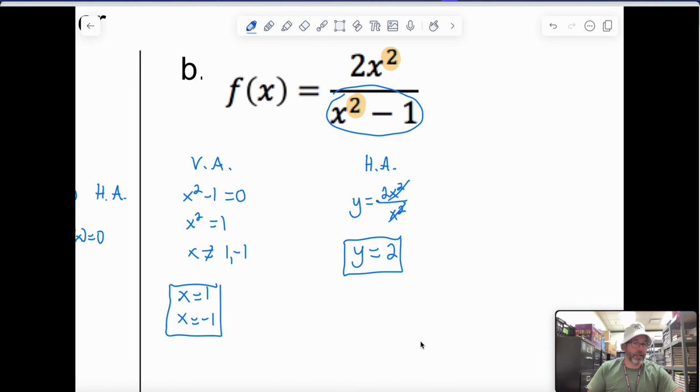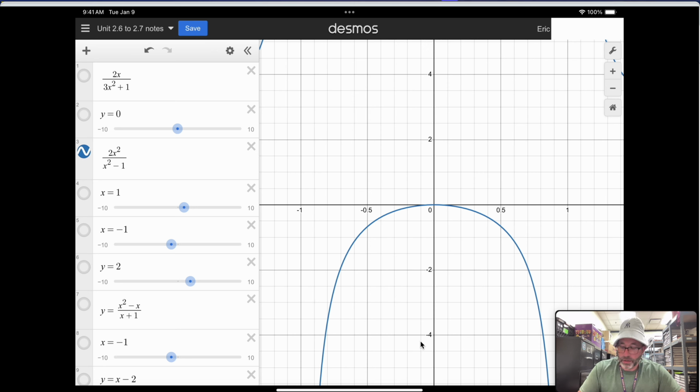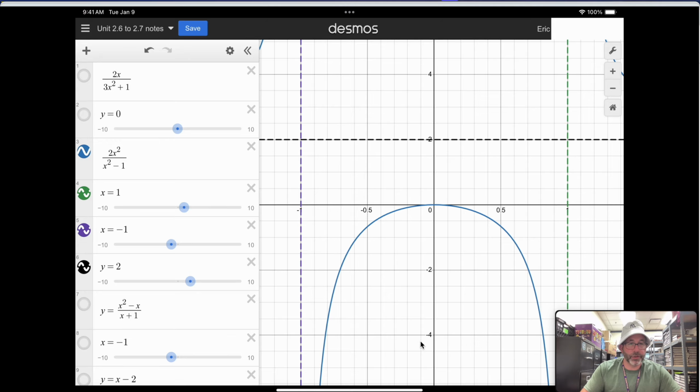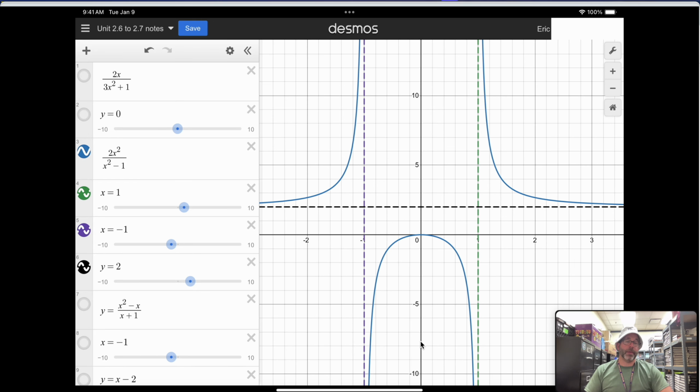So let's see what this graph looks like. Okay, there's the graph. There's an asymptote, there's an asymptote, and there's the horizontal asymptote. Now I'm going to zoom out so you can see the rest of this graph. You can see my graph has those two vertical lines where my graph is following it, but it doesn't cross it because it can't equal that. And then you'll notice the horizontal line right there.